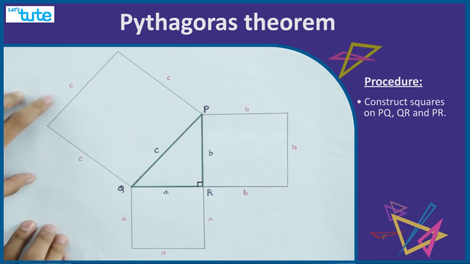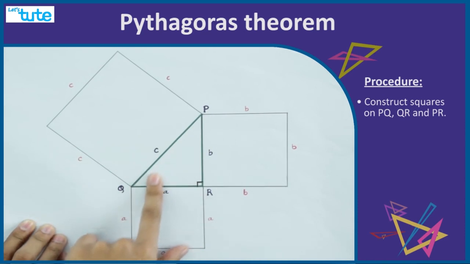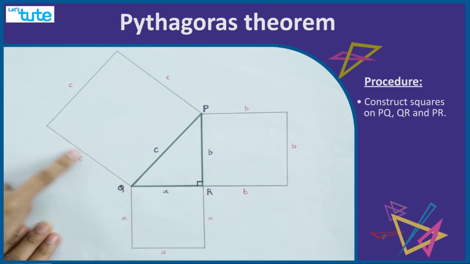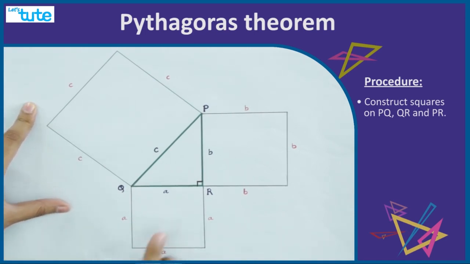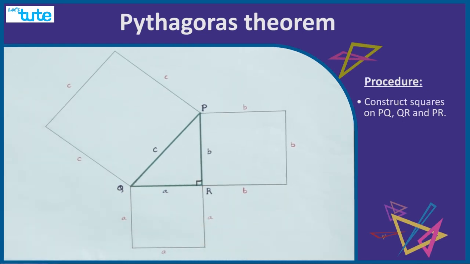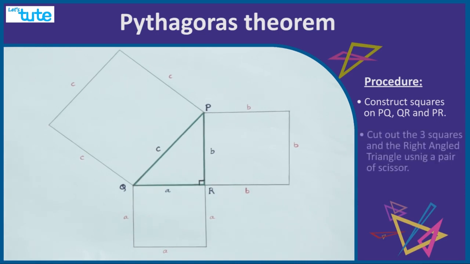Now, since all the sides of a square are equal, the square which is constructed on side PQ will have all its sides as C units. Similarly, since QR is A units, all the sides of the square constructed on it are A units. And since PR is B units, all the sides of the square constructed on it are B units. After construction, with a pair of scissors, cut out all these three squares and the right-angled triangle.